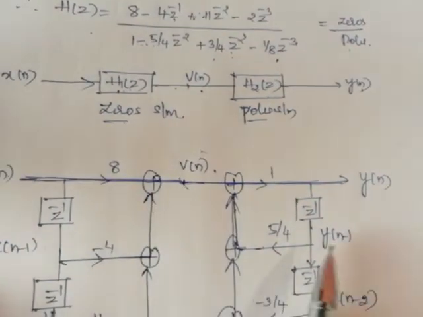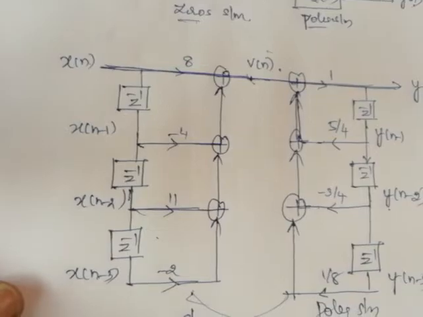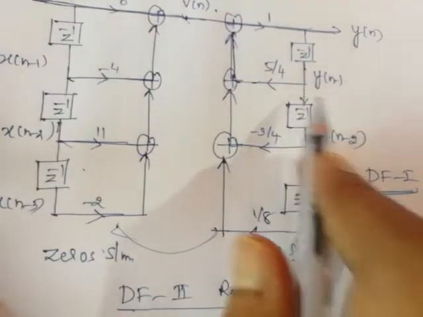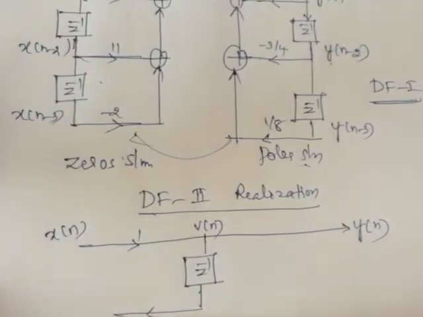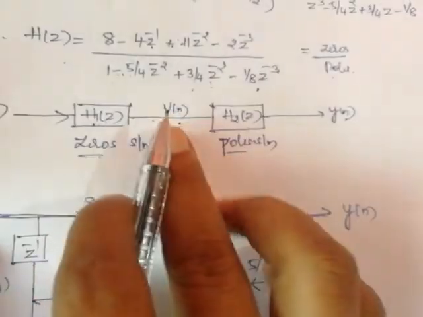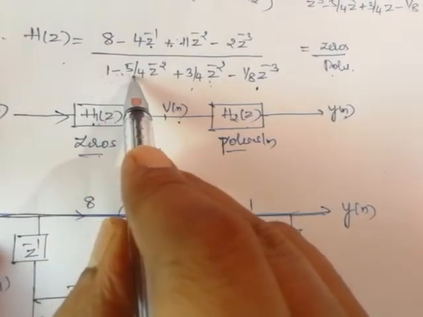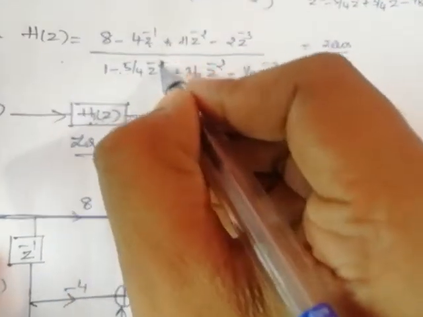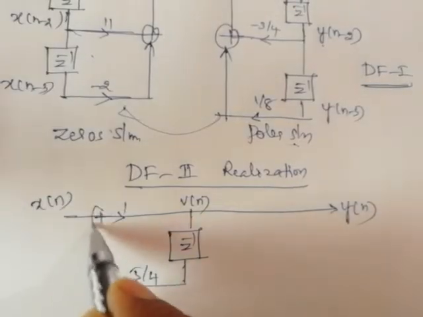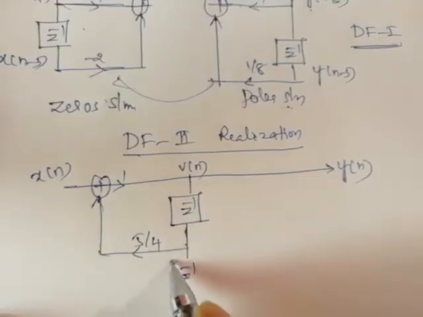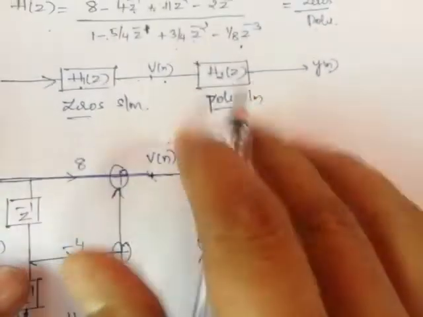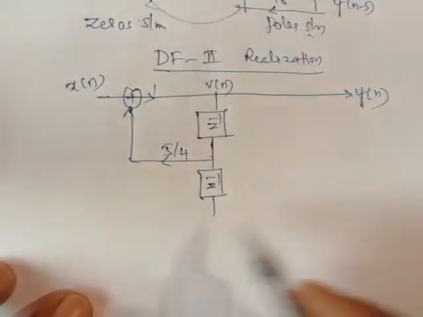What happens? One time delay, and the coefficient term is 5 by 4. Same thing: this is the pole system, so we have to take the opposite sign. Minus 5 by 4 is there, so we take plus 5 by 4, added with the previous operation. Next, one more time delay. The coefficient term is plus 3 by 4, so take minus 3 by 4.